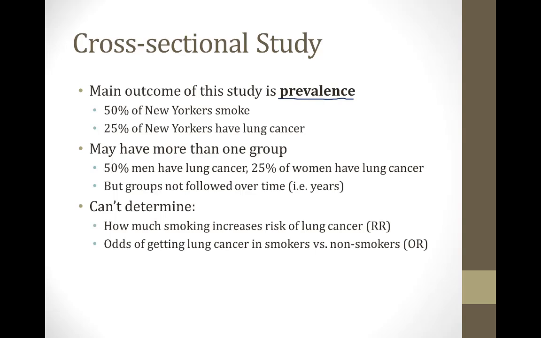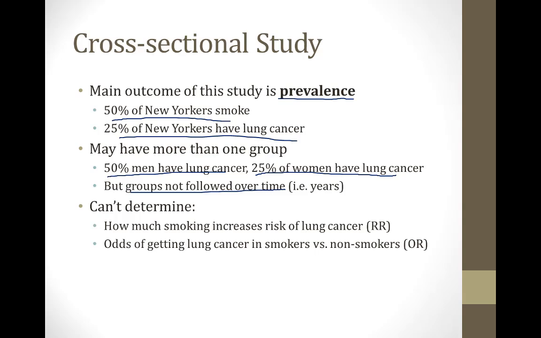For example, a cross-sectional study might determine that 50% of New Yorkers smoke and that 25% of New Yorkers have lung cancer. And you can sometimes have more than one group, so don't get confused if there are two groups and think it's some other type of study. For example, a cross-sectional study might find that 50% of men have lung cancer and 25% of women have lung cancer. This is still just a snapshot in time of men and women. The groups aren't followed over time like years, so this isn't a cohort or a case control study. It's just a subgroup analysis in a cross-sectional study looking at men compared to women.